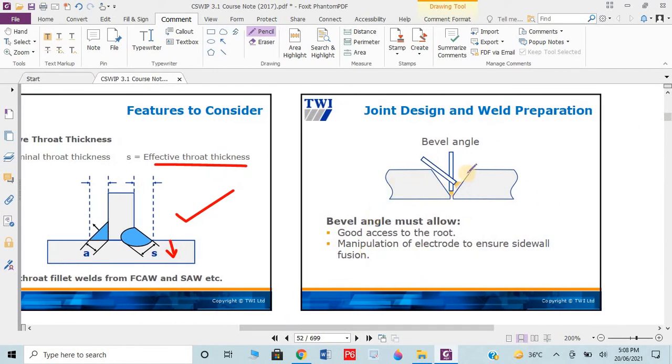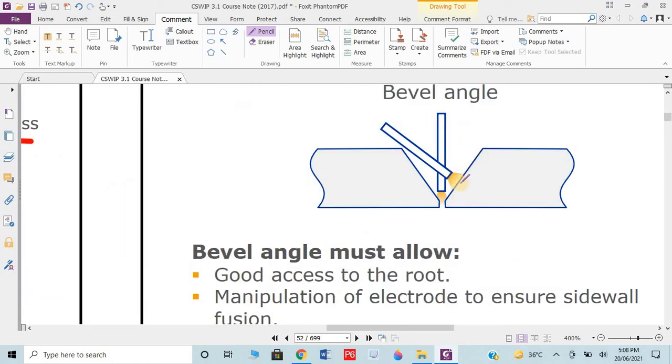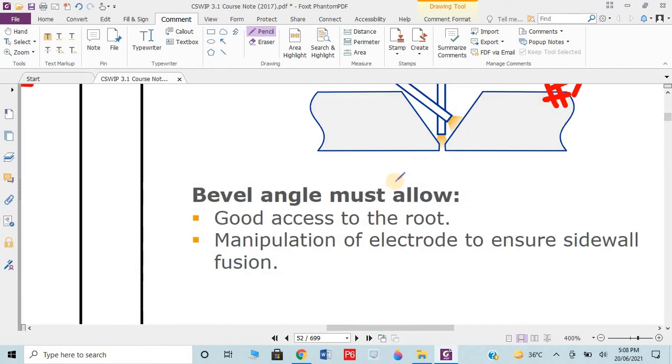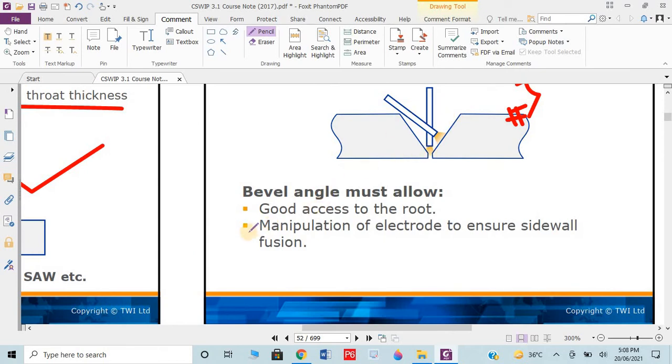Okay, then we have bevel angle. If we have a good bevel angle and a good root gap, then from penetration till side welding, every weld will be okay. There will be no problem, no lack of fusion, and root penetration will also be fine. I will discuss the imperfections of welding in chapter 3. In the next lesson you will see what the imperfections are and how we can eliminate them. So if the bevel angle is okay and proper, then there is no problem.